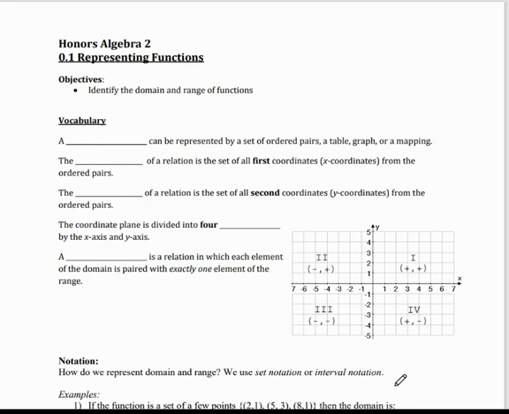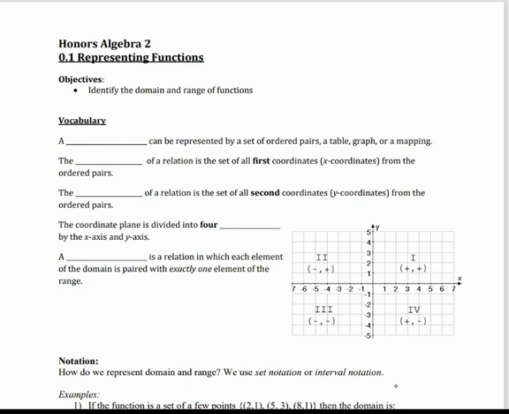All right, anyways, let's get started with the first section of Honors Algebra 2, Section 01, which is representing functions. A little bit of this will be review. However, there will be some new terminology and notation. So let's fill in the blanks together.